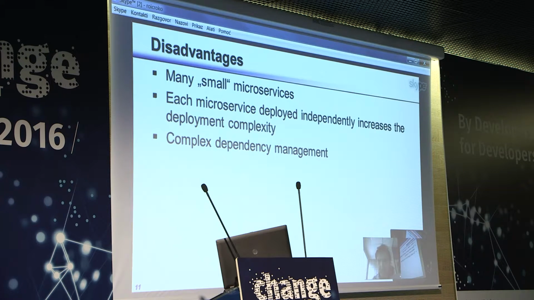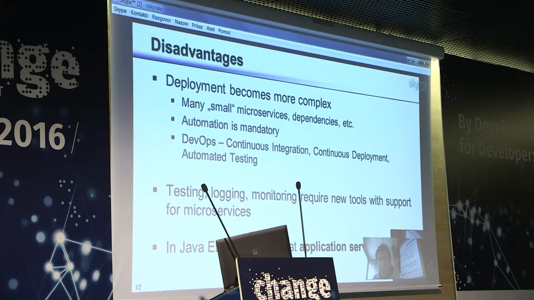Now, microservices also have their own disadvantages. We have many small microservices. As mentioned, they are deployed independently. There is complex dependency management, which is why automation is very important.